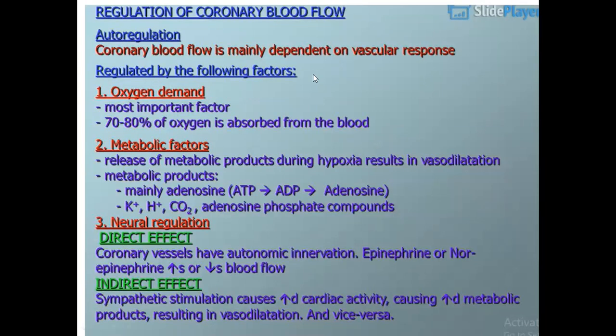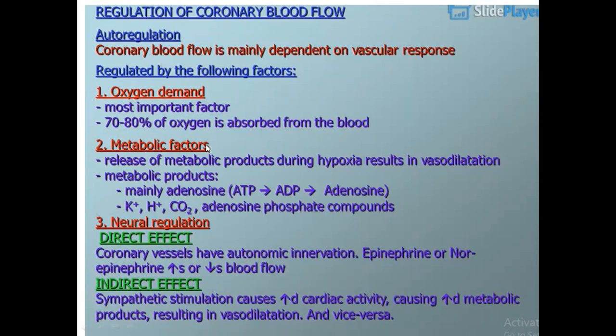Now, regulation of coronary vessels. What regulates the coronary vessels? The coronary circulation has what we call auto-regulation, so it can regulate itself. Coronary blood flow is mainly dependent on vascular response. It is regulated by the following factors. One, oxygen demand. The most important factor of coronary blood flow is oxygen demand. Anytime your body is in need of oxygen, if there is a high oxygen demand, it means that your heart needs to work faster, needs to pump more blood. So at that time, there will be an increased coronary blood flow. So 70 to 80% of oxygen is absorbed from the blood.